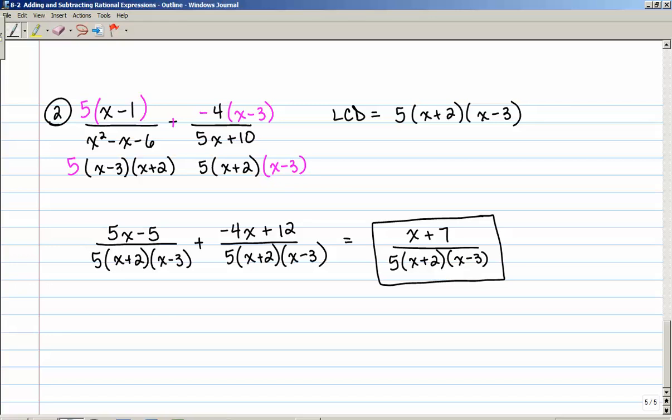So to sum up, to add and subtract rational expressions, it's a lot like adding and subtracting fractions, just looks a little more complicated. You still need to find a least common denominator before you can combine the terms.